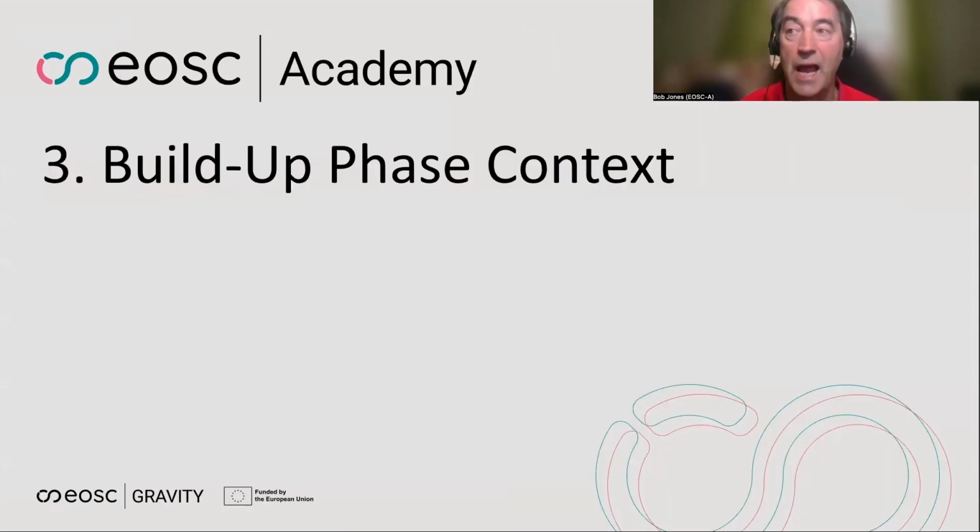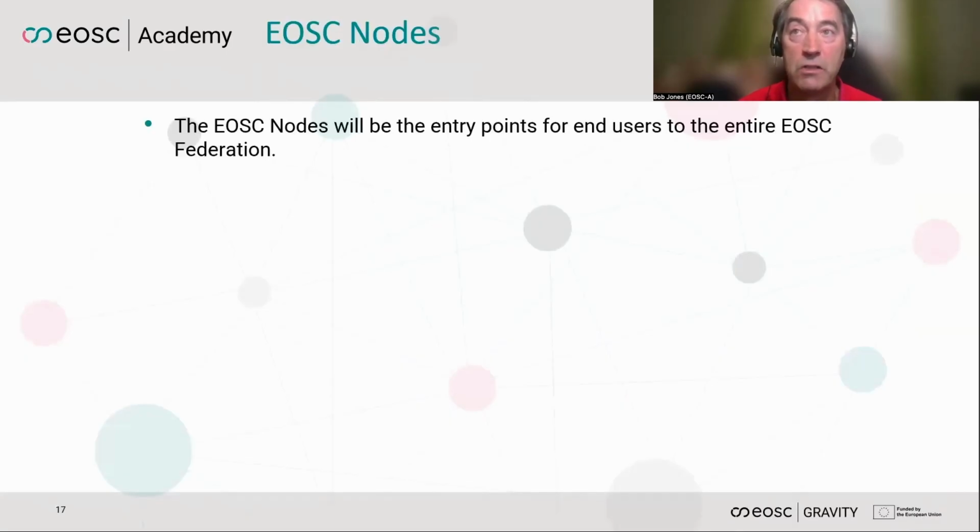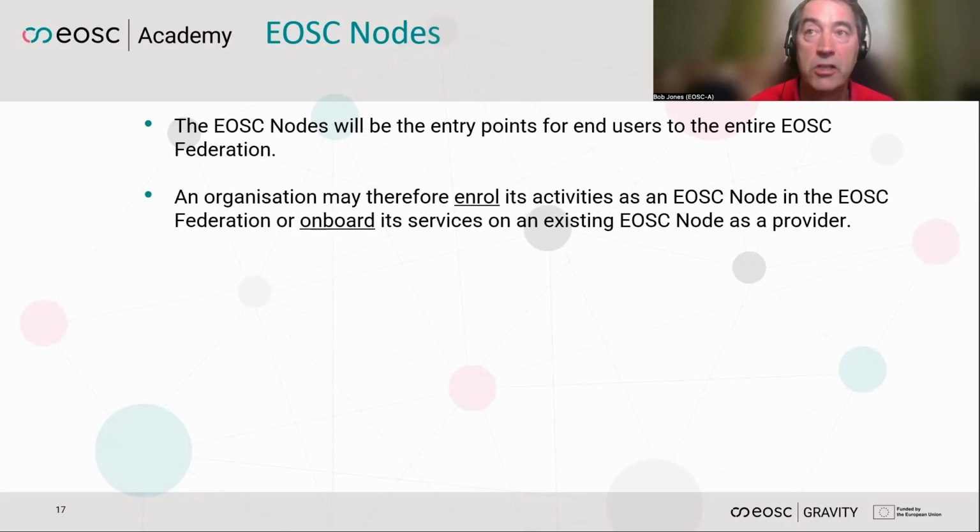Let's take a look now at the build-up phase and what does that actually mean and what's involved in that. So first of all, remember we've talked a lot about nodes. So the nodes act as the entry points for end users to the entire EOSC federation. Through that, you can see potentially your most local or more natural environment in which you work, but they also give you an opportunity to get access to the resources across the other nodes as well. And they act as an organization that enrolls its activities in an EU node. So we talk about enrolling nodes and onboarding services and data repositories to nodes.